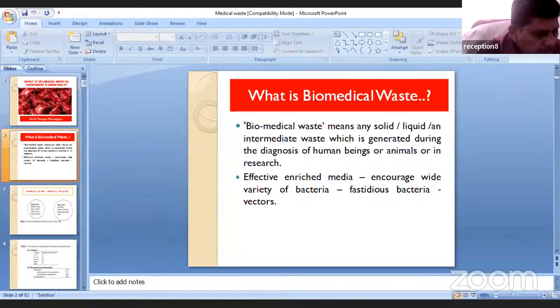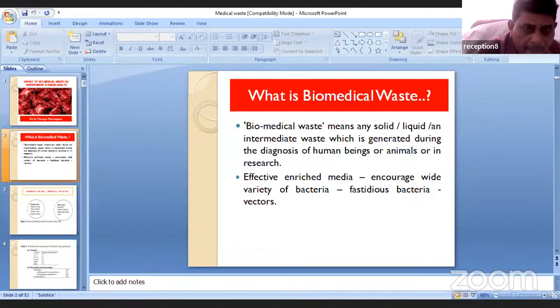As you know, fastidious organisms are not easy to cultivate in the laboratory unless blood agar, blood serum or other enriched sources are provided. But all those components are available in biomedical waste, which indirectly encourages such fastidious bacteria, as well as vectors which mediate or spread diseases, like mosquitoes, flies, insects, helminths, etc. So here I would like to focus on infectious waste.